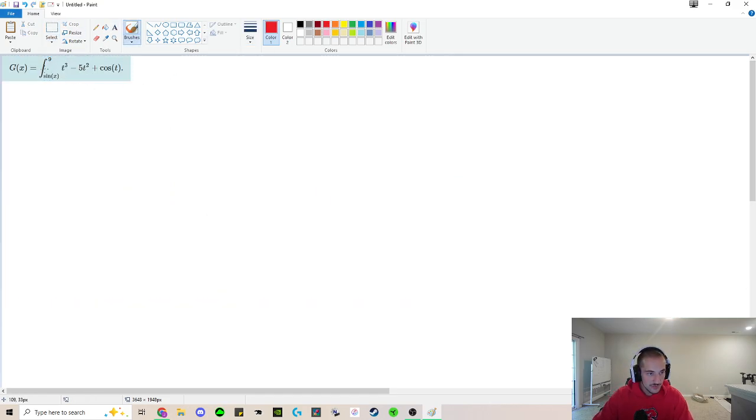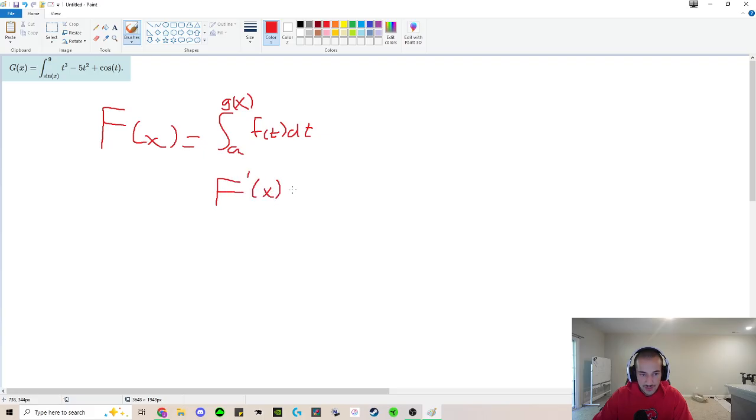So what does the fundamental theorem of calculus say? It says that if f of x is the integral from a to x of f of t dt, then, or maybe we'll put g of x up here, then by chain rule, f prime of x is going to be f of g of x dotted with g prime of x. Sorry, I'm tripping.